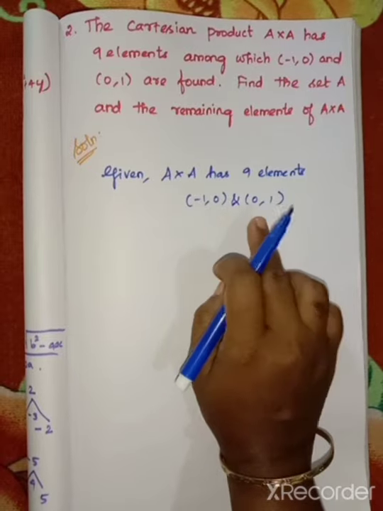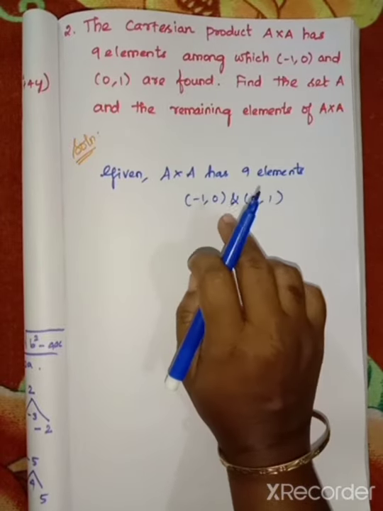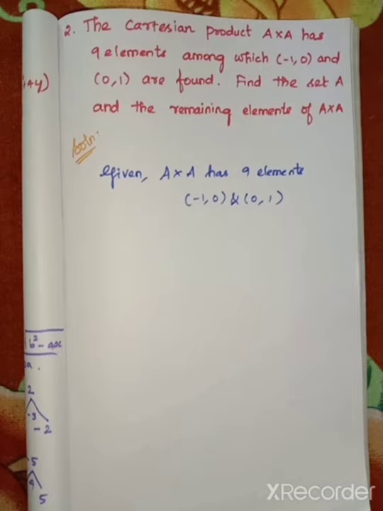So here itself we can write the set A. Again I repeat: it is given that A cross A has 9 elements, because the set A has only 3 elements. So if you multiply 3 into 3, we get 9 elements. If you write the Cartesian product, we get the 9 elements.